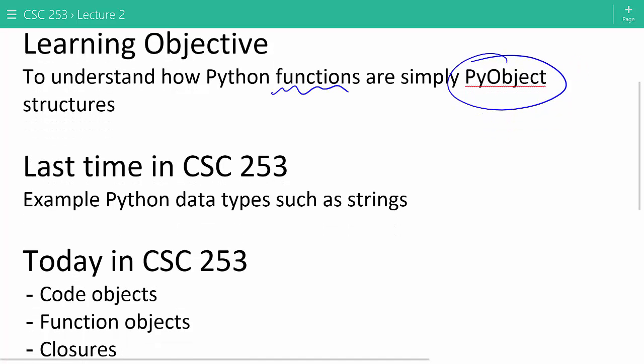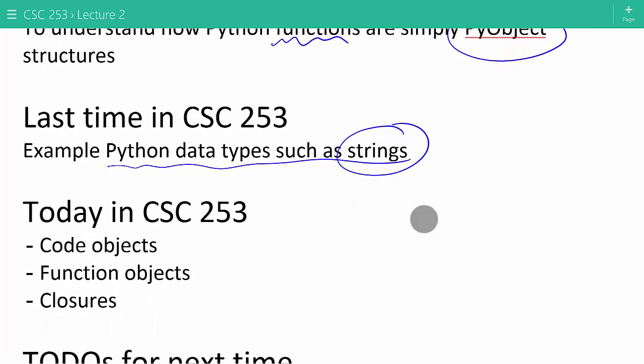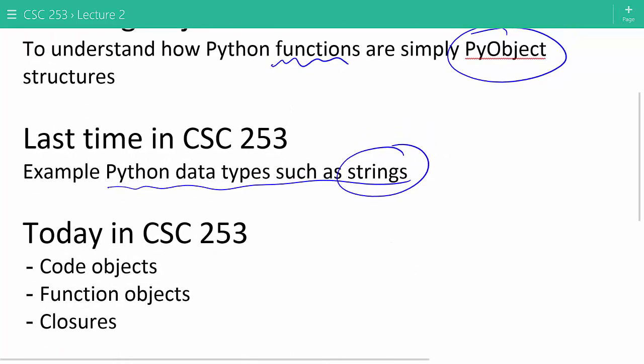Remember last time we covered example data types, such as strings, and in your assignment we're going to do ints and tuples. But basically every type of data in Python is some kind of object. The big new thing today is to show how functions are just objects as well, just like any other kind. It just so happens that functions are a type of object that you can call with the parentheses operator, but otherwise they're just like any other object. So today the main event is code objects, then function objects, and this concept called closures.